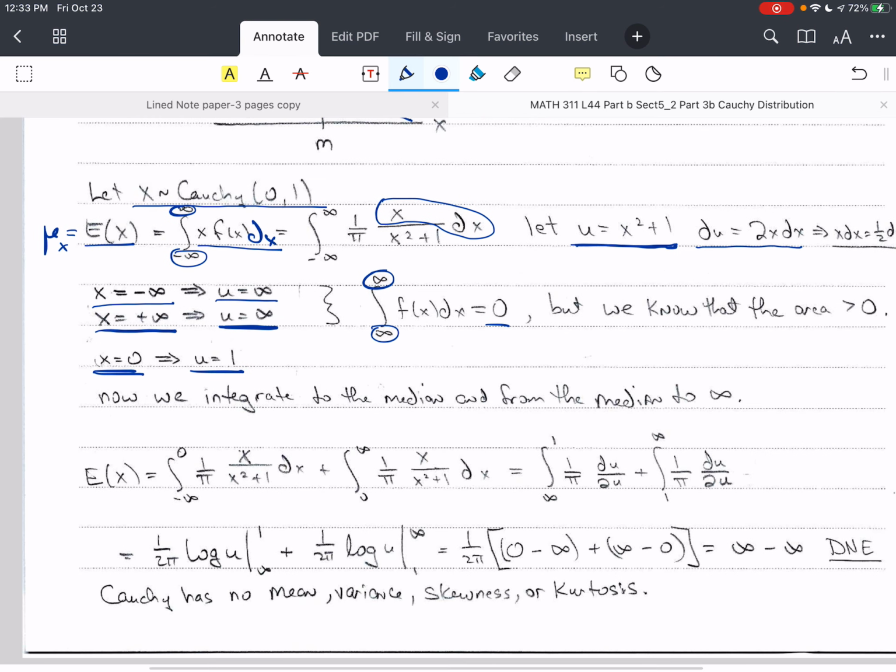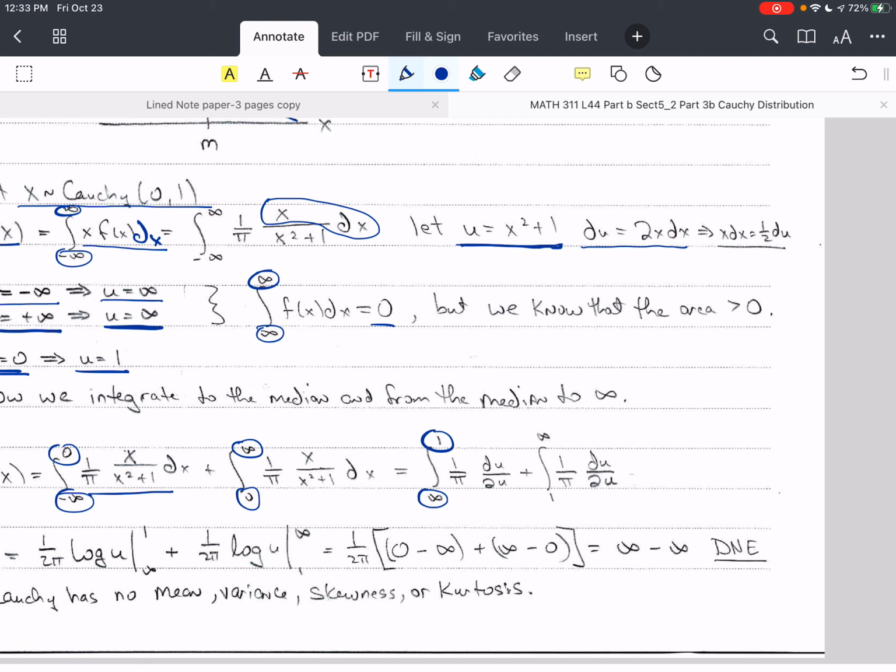And so our mean, or E of x, is the integral from negative infinity to 0 of our expression, plus the integral from 0 to infinity. Now, when we make the substitution for u, it goes from infinity to 1. Do not change that unless you're going to change the sign. It has to be from infinity down to 1 in this case. We could change the signs, but I'm not going to, and make this a negative and that a positive, and then you'd think it was 0, but it's not. We have to be very careful with what we do here.